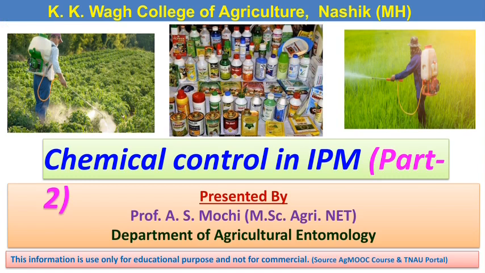Today we are going to discuss the second part of chemical control in IPM. In the last lecture, we saw the chemical control in IPM, part 1, in which we saw the different groups of pesticides or insecticides available in the market and used in agriculture. In today's lecture, we will see some of the important things regarding the different chemicals which are used in agriculture.